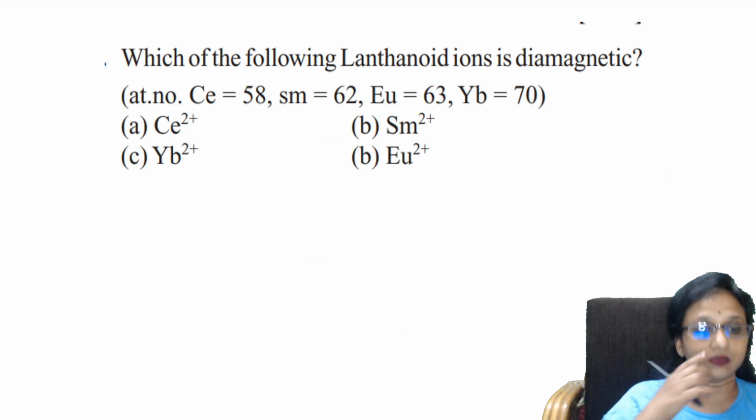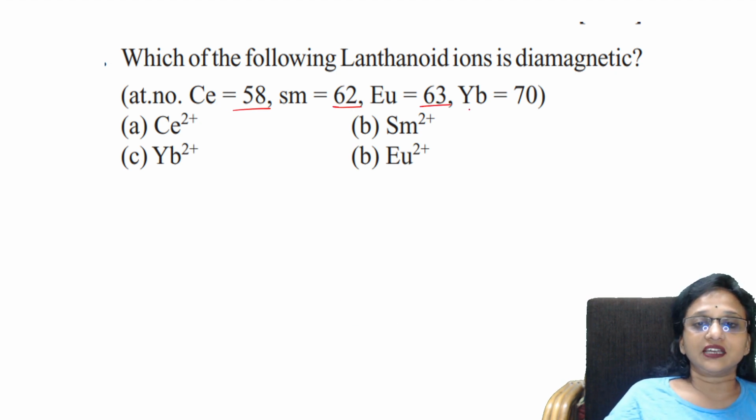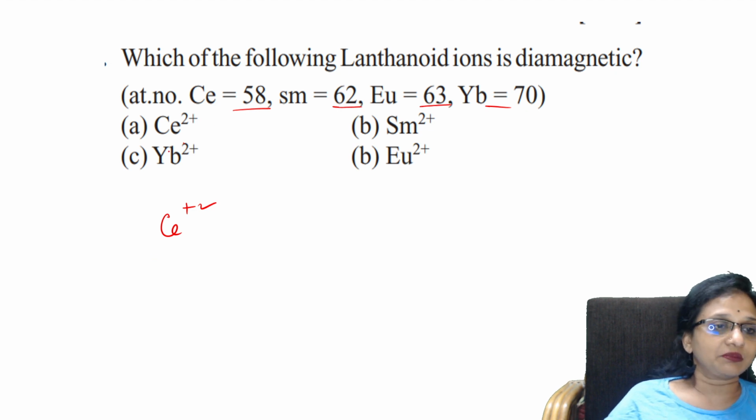Next question. Which of the following lanthanoid ions is diamagnetic? Atomic number is given to me. I have to check which is diamagnetic. What to do? Take separately. Ce+2 is given. What is the atomic number? Write the atomic number. Then check the electronic configuration from that.